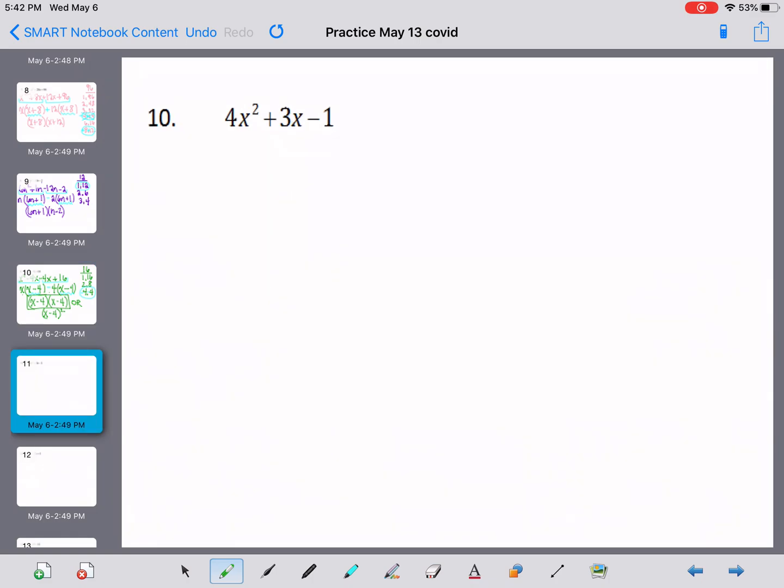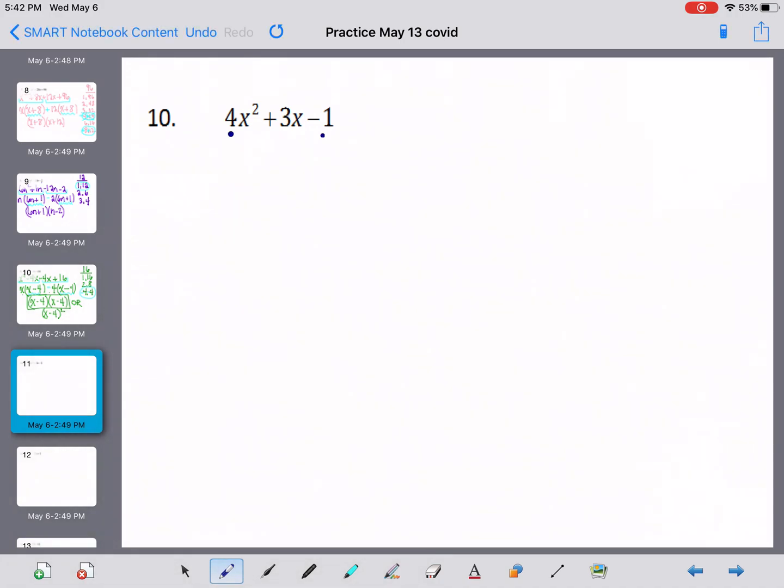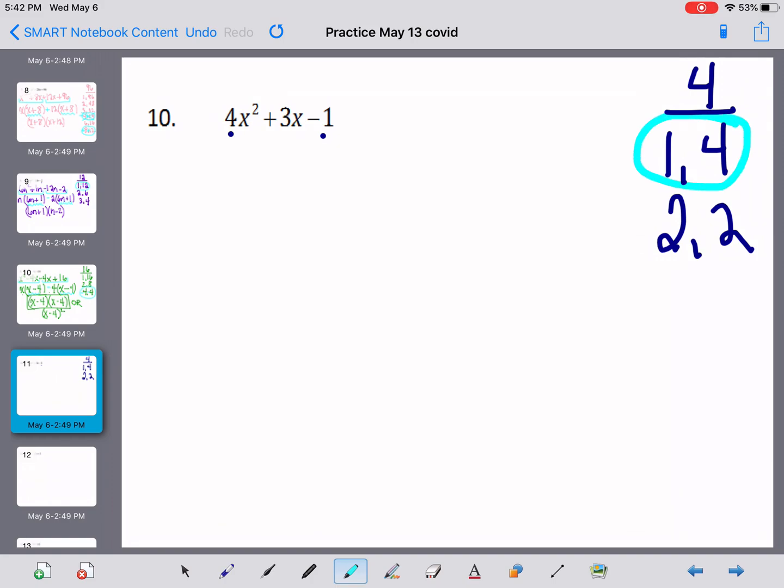Back to problem number 10. We're going to multiply our 4 times 1. 4 times 1 is 4. The factors of 4 are 1 and 4 and 2 and 2. We want these to combine to be 3, so we're going to use those. And in fact, it's going to have to be negative 1 plus 4 to combine to be 3.